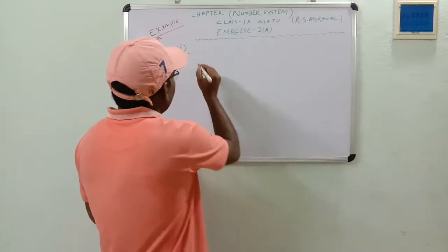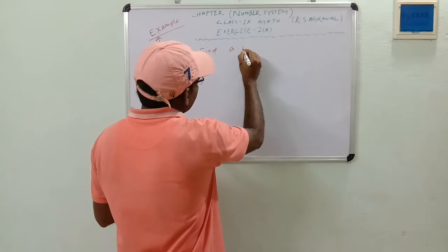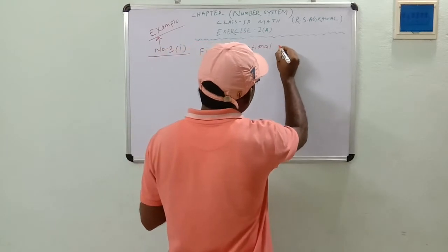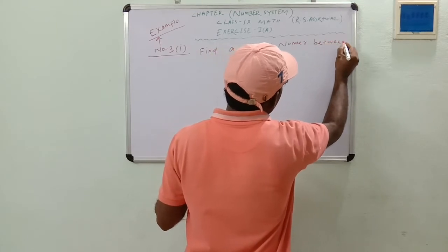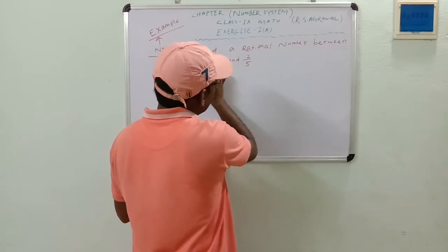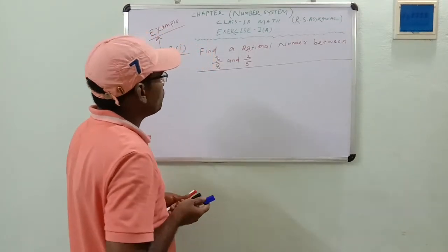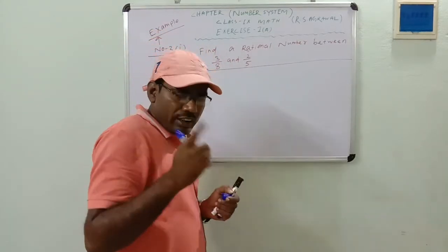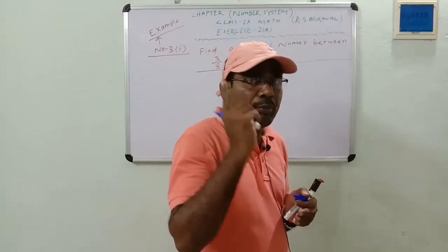The question is to find a rational number, only one rational number, between 3/8 and 2/5. So how can you find one rational number? Already I have told you that if you need to find only one rational number, then it must be the middlemost of these two.